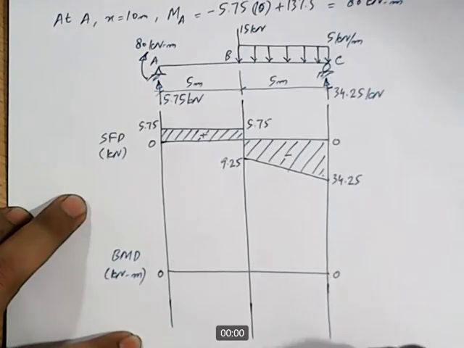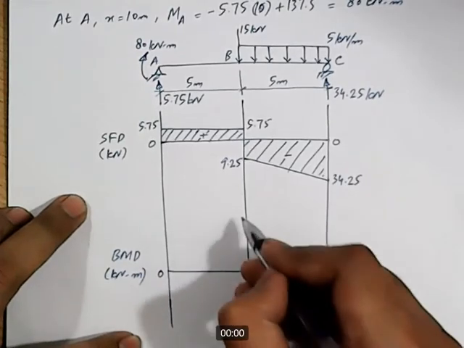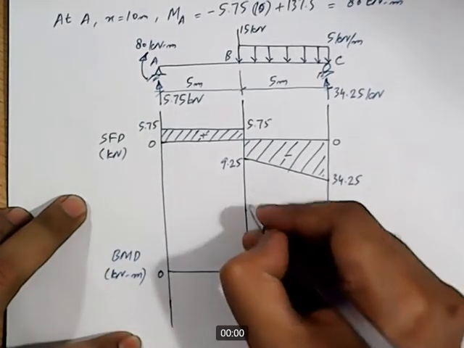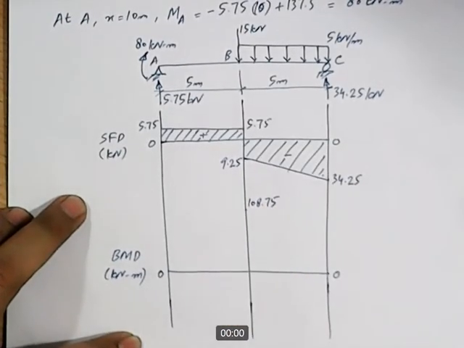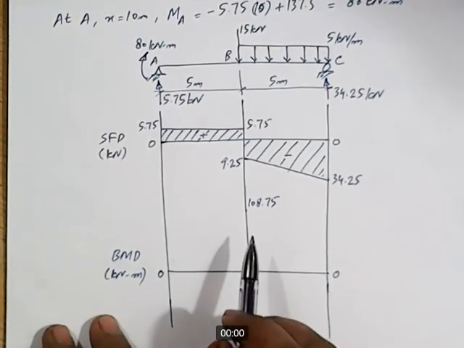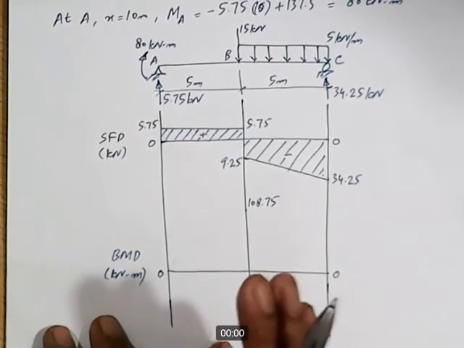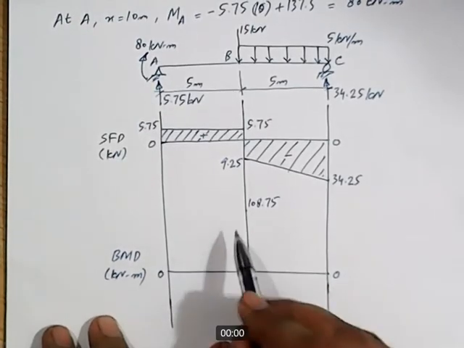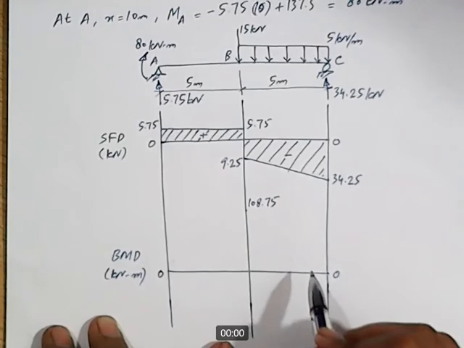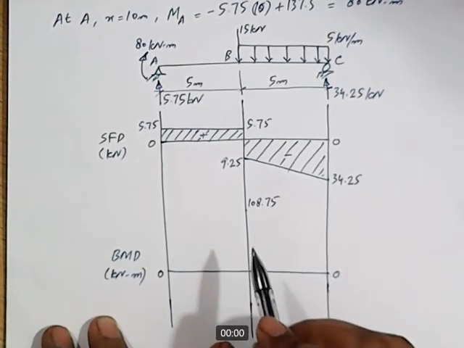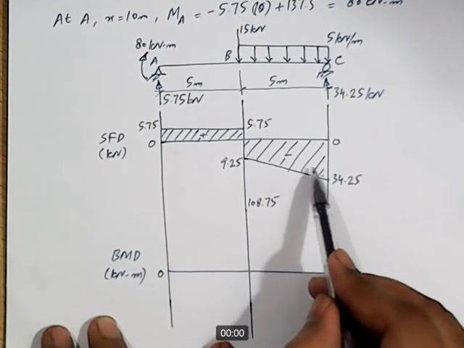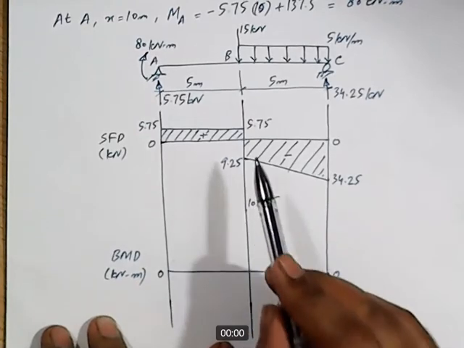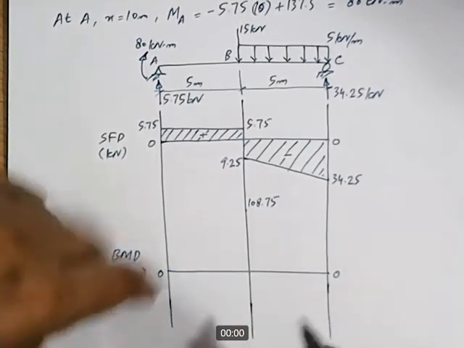And how much is the value of bending moment at point B? It is 108.75 kilonewton meter. So it's somewhere over here, 108.75. The equation of bending moment for this part is second degree, so these 2 points will be joined with a second degree line, and the slope of the second degree line depends upon the magnitude of the shear force diagram. As we move in the rightward direction, the magnitude is decreasing, so the slope of the bending moment diagram should also be decreasing.